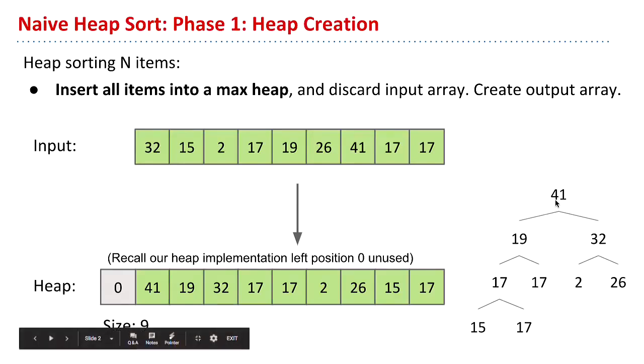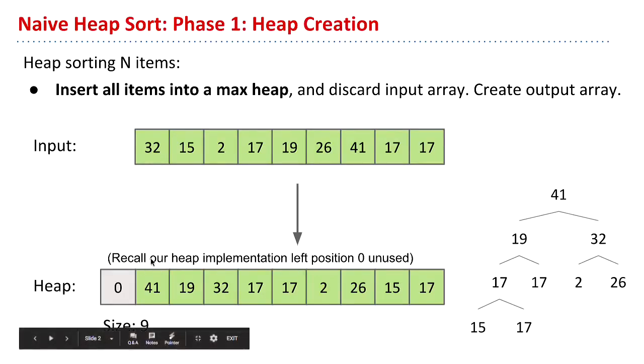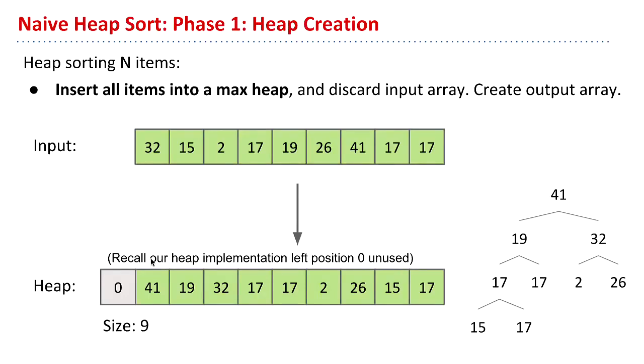Now, is this array in sorted order? No, it's actually pretty terrible. The biggest item's at the front, which is exactly where the biggest item should not be. But have no fear. Now that we've built the heap, we can use this to do selection sort.